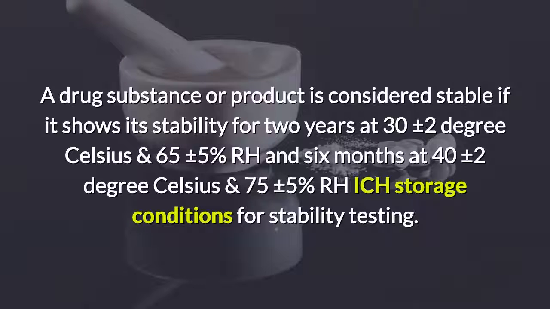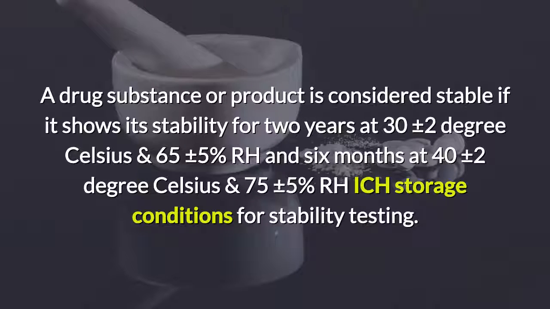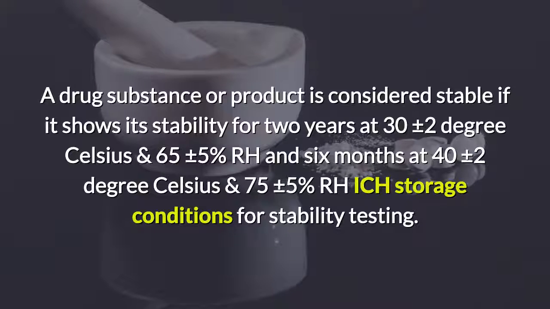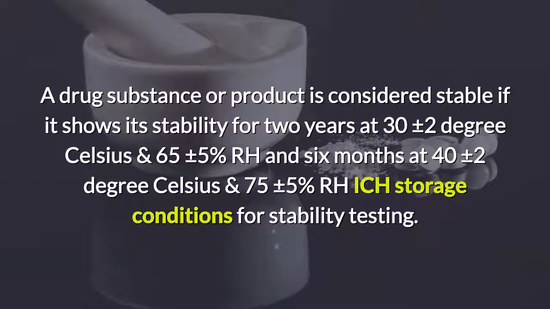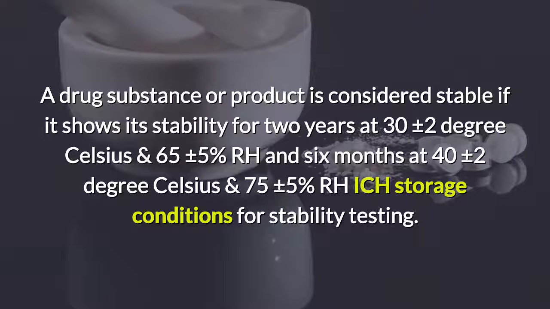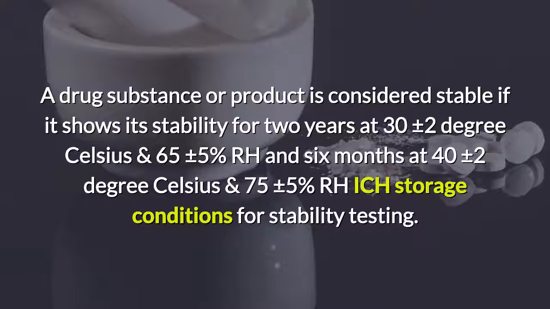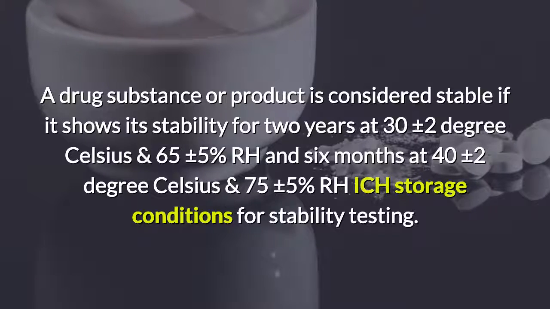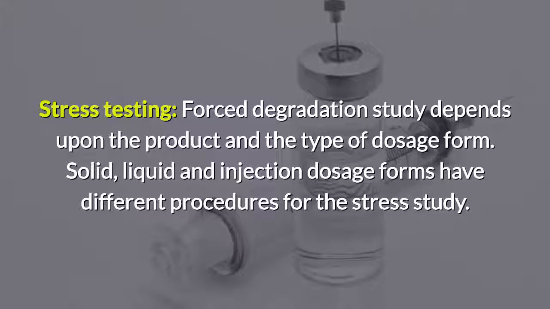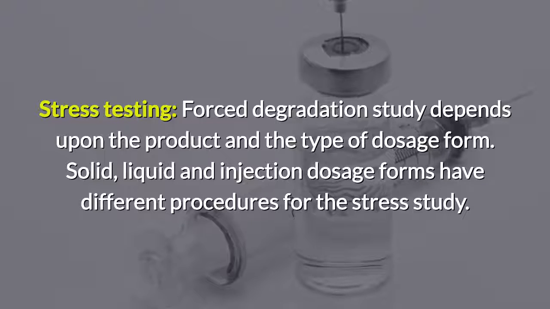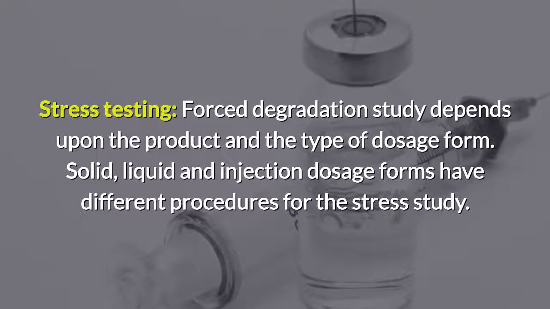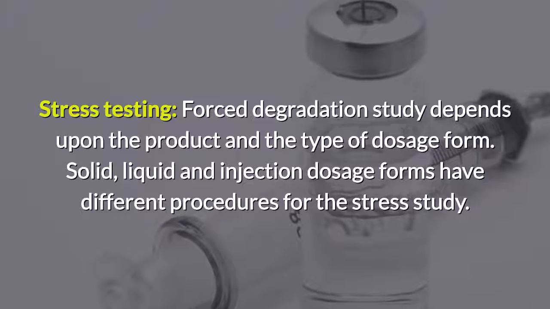A drug substance or product is considered stable if it shows its stability for 2 years at 30 ± 2 degrees Celsius and 65 ± 5% RH, and 6 months at 40 ± 2 degrees Celsius and 75 ± 5% RH. Storage conditions for stability testing. Stress testing, forced degradation study depends upon the product and the type of dosage form. Solid, liquid and injection dosage forms have different procedures for the stress study.